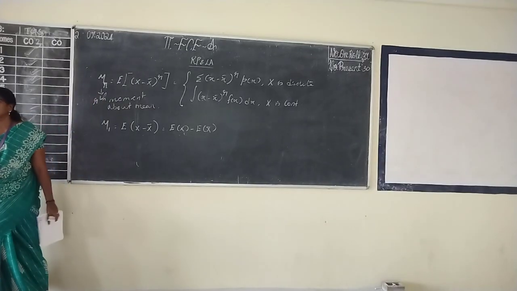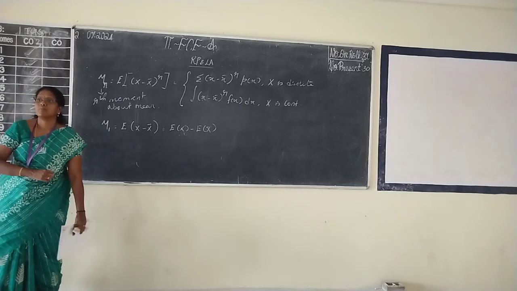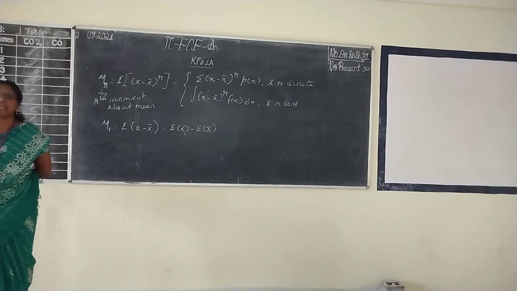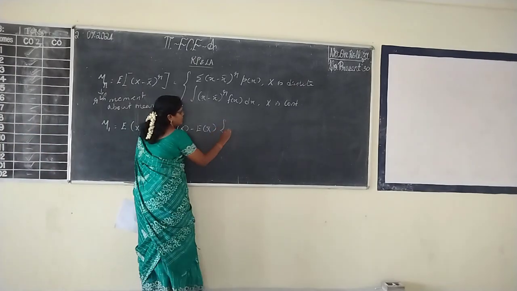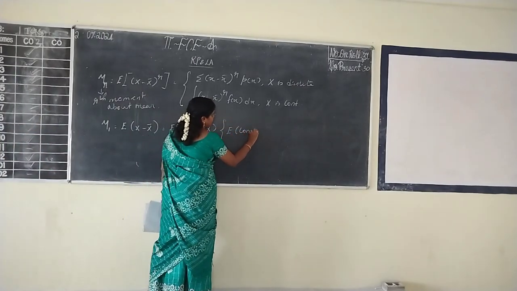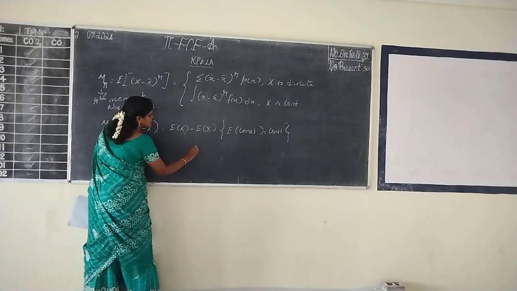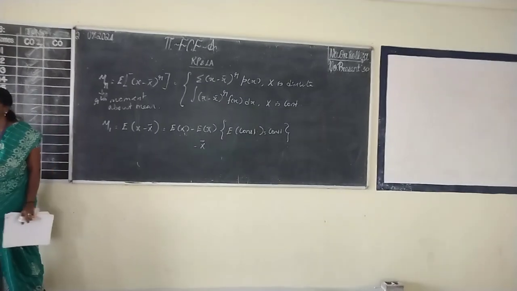What is x bar? Mu, or mean. Mean is a constant or a variable? Constant. So always the expectation of a constant will be the constant itself. Expectation of constant is equal to constant itself. So this is simply x bar itself, because x bar is a constant.